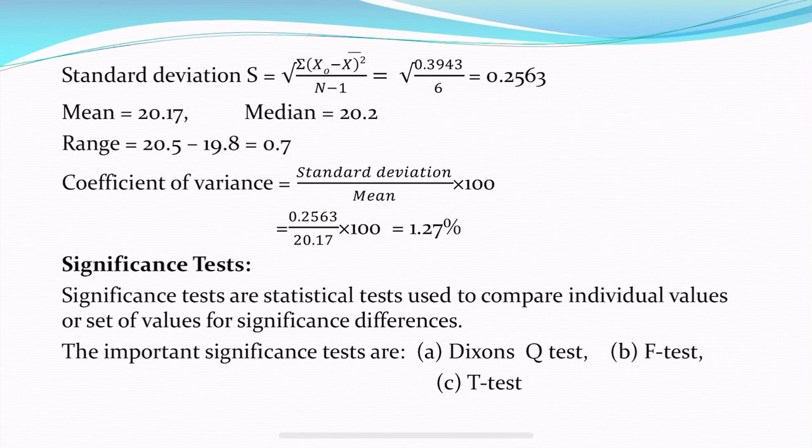So this is where we stopped in our previous class, and in this session, let us understand what significance tests are and what the different types of significance tests we use in chemistry are. As I said in my previous class, these significance tests are statistical tests which are used to compare individual values or sets of values for significant difference. So what is the significance difference? How much difference is there? Difference between the individual values or a set of values.